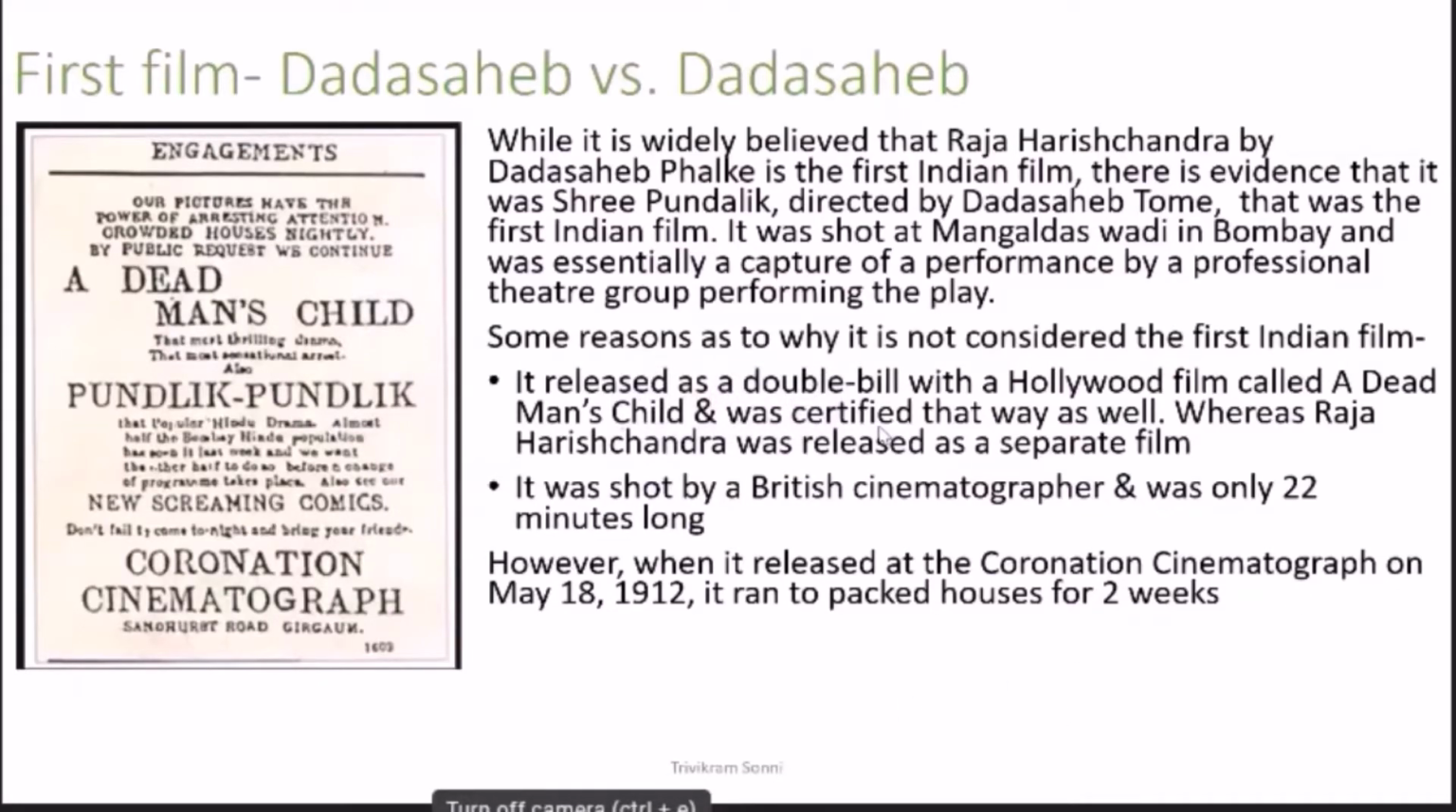And some of the reasons why it is not considered, even though it released around a year or so before Raja Harishchandra, as the first Indian film, is because it released as a double bill with another Hollywood film. If you see the poster on the left-hand side of your screen, there are two features in this particular show. There is an English film called A Dead Man's Child. Then there is also Pundalik.